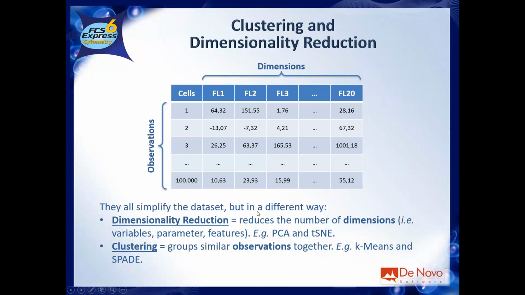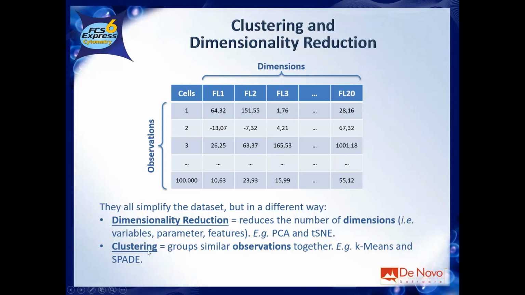Examples of dimensionality reduction algorithms are PCA and tSNE. PCA is principal component analysis. We will see tSNE later on. A second possible approach is to work on observations. So you are going to reduce the number of rows of your table, of your data set. And this is something that you can do with clustering.